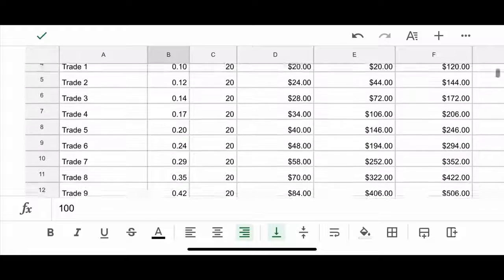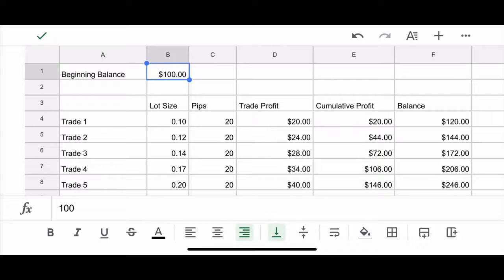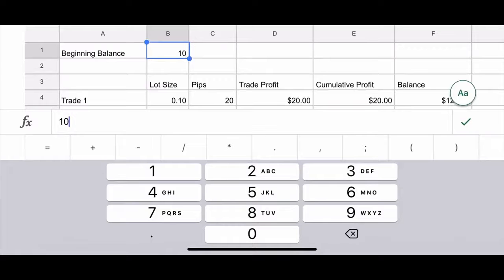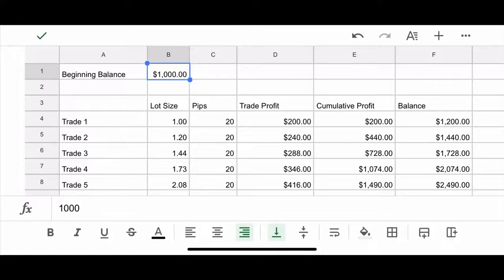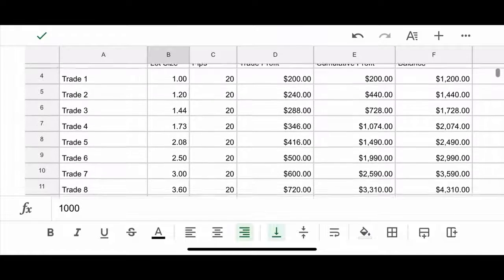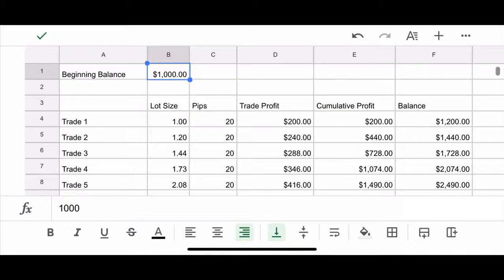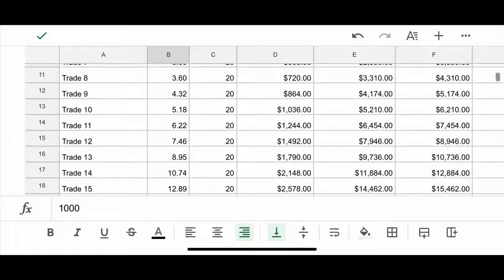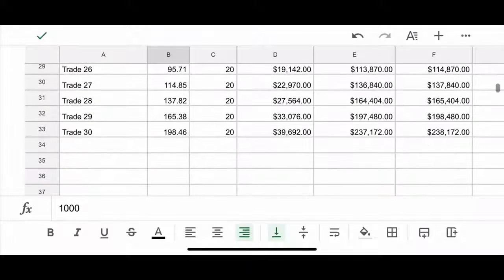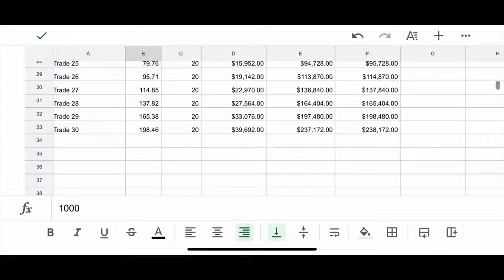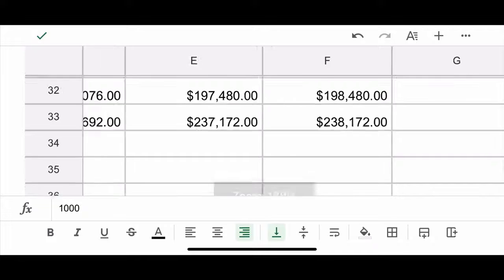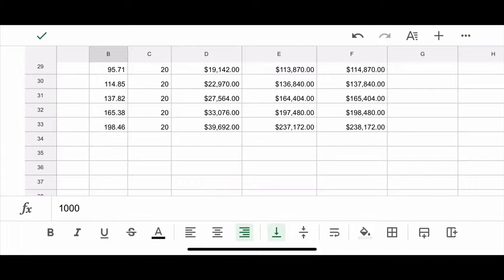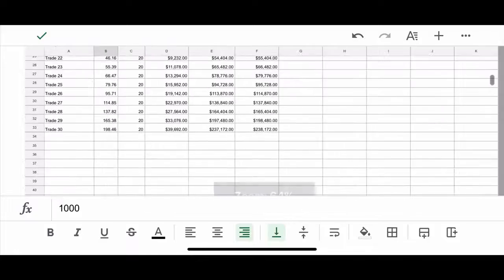Okay. So now let's do another scenario. Let's say you want to start off with $1,000. Your beginning balance is $1,000. You take this same process from 30 trades, $1,000. On your 30th trade, my gosh, look at that. $238,000. It might be possible to compound your $1,000 to $238,000 on 30 trades.